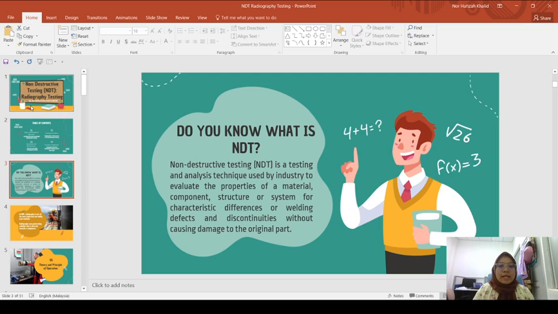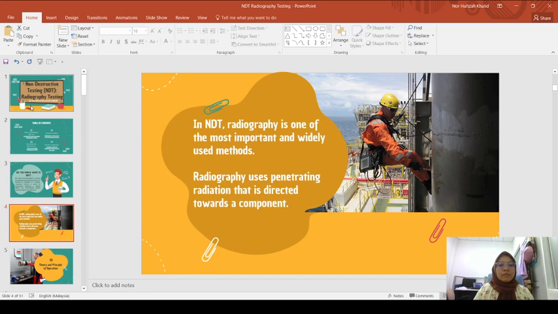So what is NDT? NDT is a testing and analysis technique used by industry to evaluate the properties of a material, component, structure, or system for characteristic differences or welding defects and discontinuities without causing damage to the original part. In NDT, radiography is one of the most important and widely used methods. Radiography uses penetrating radiation that is directed towards a component.